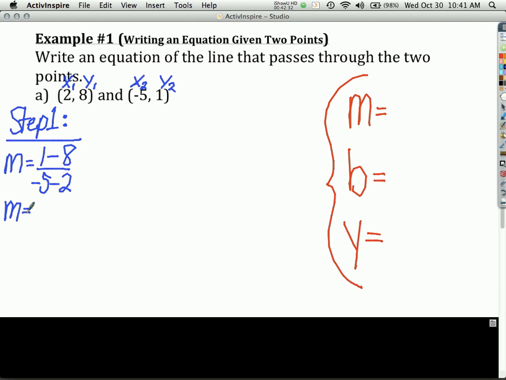Got 3 people who did the mental math out of my 23 students? 5 people, 7 people. Alicia? Yeah, it comes out to 1. It's a -7 over -7. We get the slope of 1.